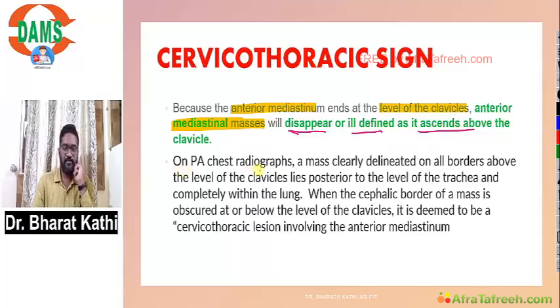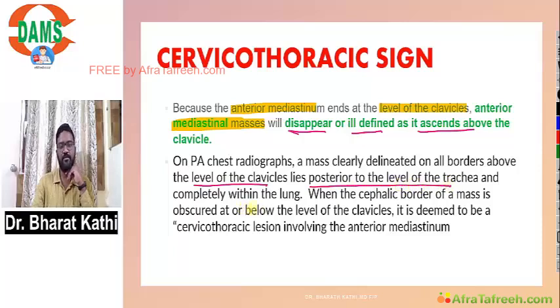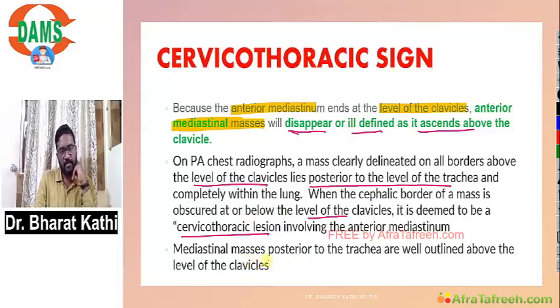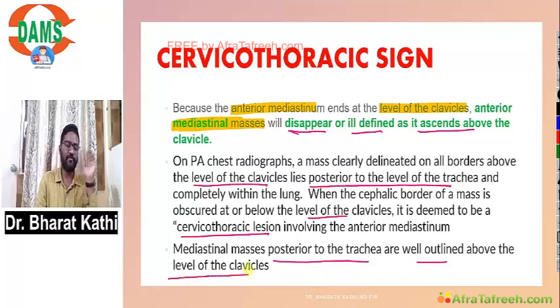On PA chest radiographs, a mass clearly delineated on all borders above the level of the clavicles lies posterior to the level of the trachea and completely within the lung. When the cephalic border of the mass is obscured at or below the level of the clavicles, it is deemed a cervicothoracic lesion involving the anterior mediastinum. Mediastinal masses posterior to the trachea are well outlined above the level of the clavicles.